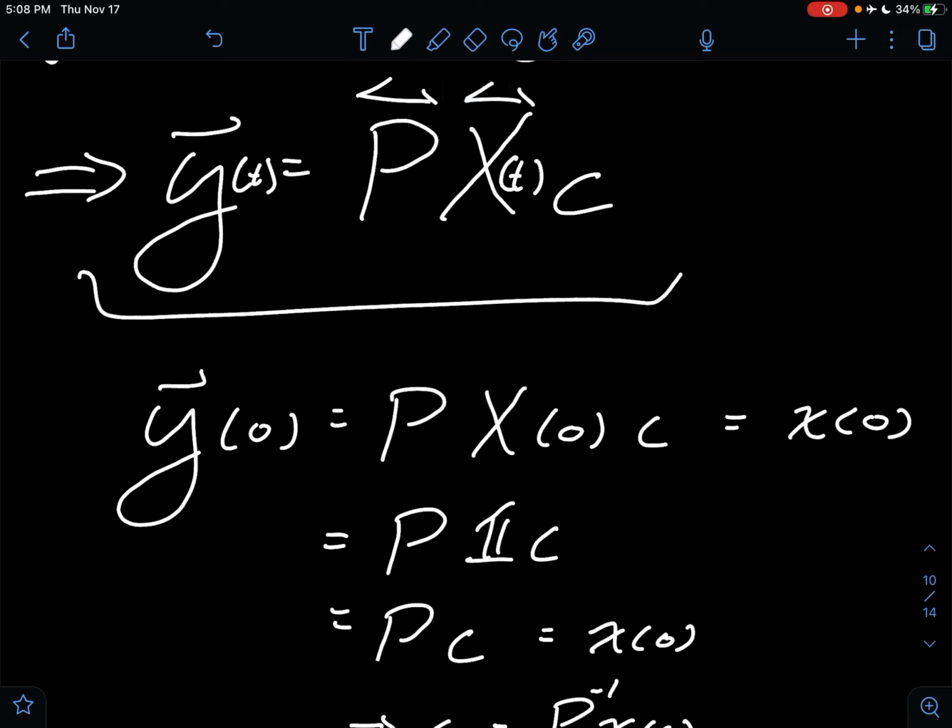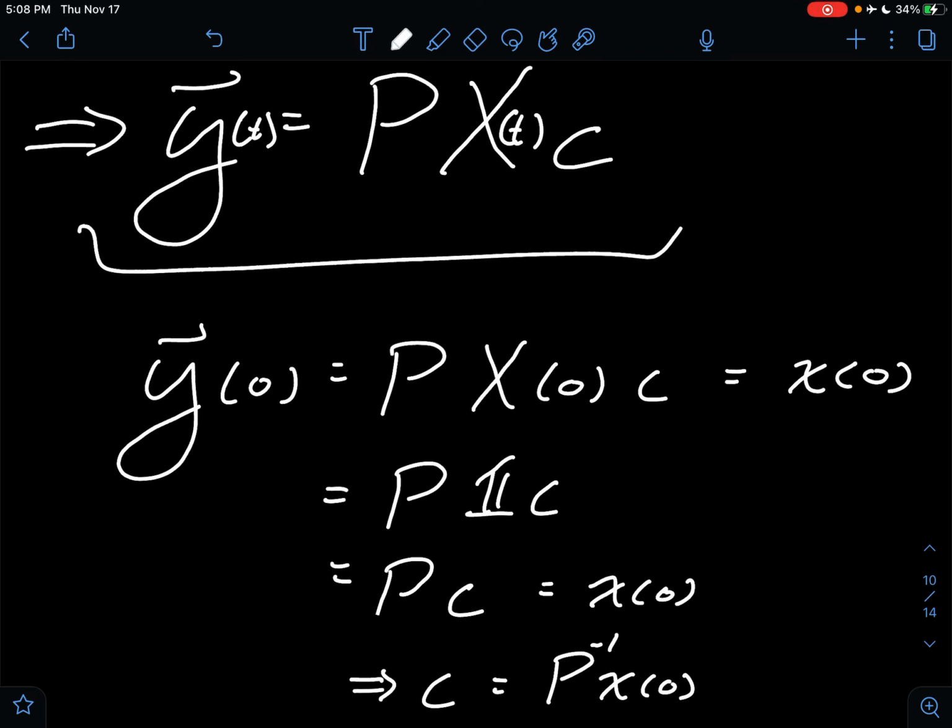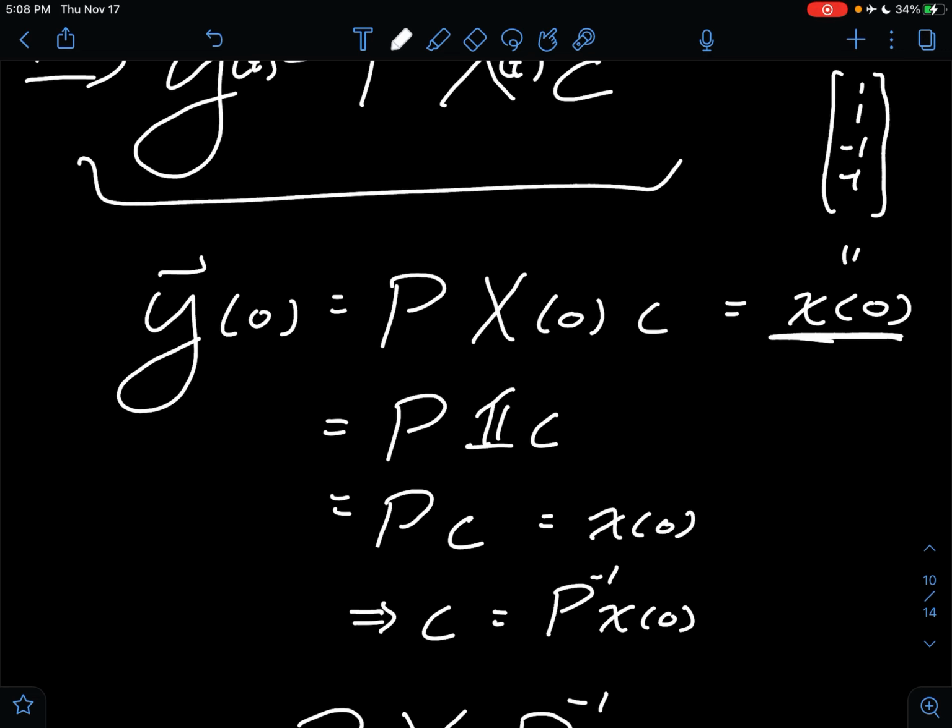We could write this. If we plug in 0, the only place we have t's is here, so it's equal to P times X of 0 times C, which is equal to y of 0. We get this from the initial condition. And the initial condition is that this is 1, 1, negative 1, negative 1. This is what was given to us at the beginning of the problem that we have to solve. So we're given y of 0, it's just the initial condition. But what's X of 0?